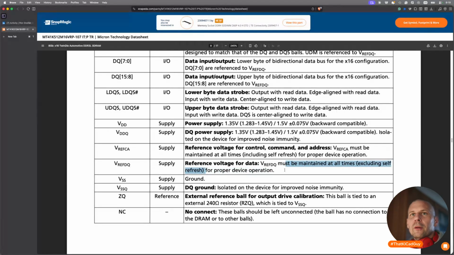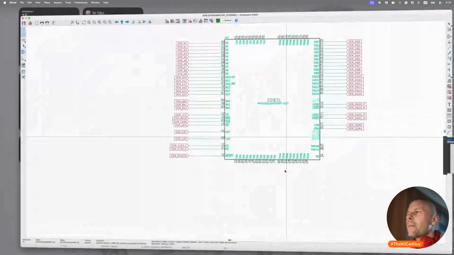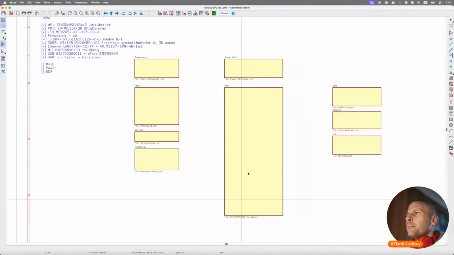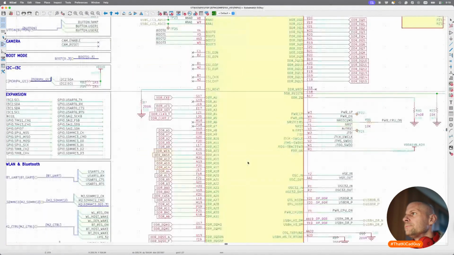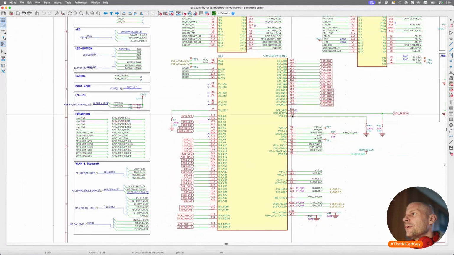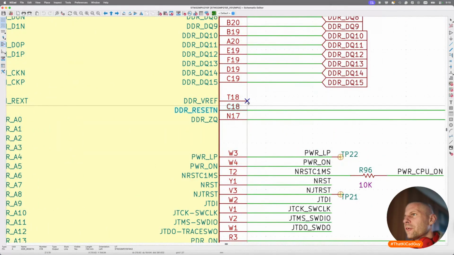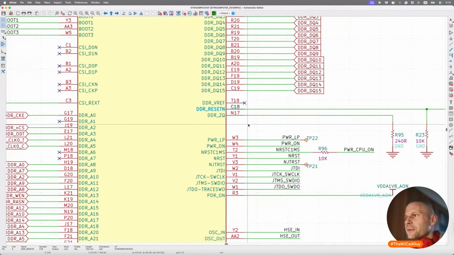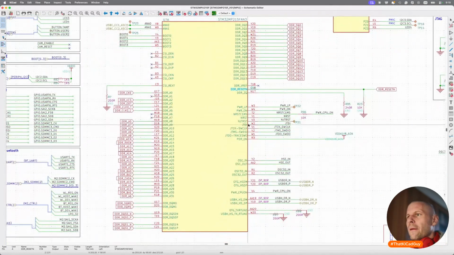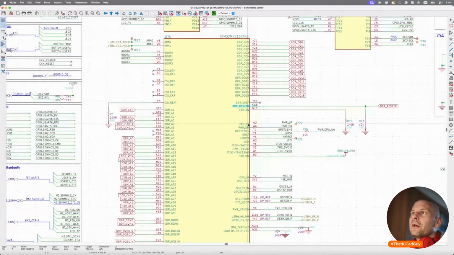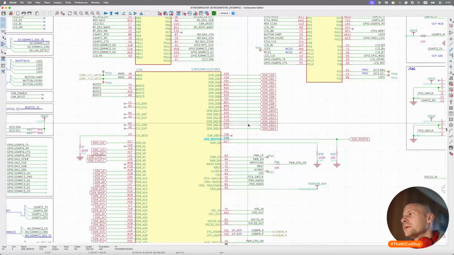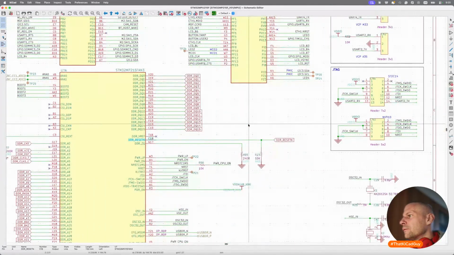Okay, so now I'm lost again. Never mind. MPU DDR VREF is here, not used for DDR4 in the reference design. That can be something. And I'm sorry for my missing knowledge, but yeah, I'm learning on the go.